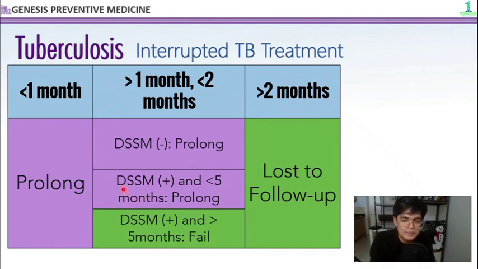But if the patient has positive DSSM but has not been treated yet for the duration of 5 months out of the 6-month entire regimen, you just prolong to compensate again. Okay? But if the DSSM is positive and they are already 5 months into the treatment, that is failure of treatment already. And if the patient has been gone for more than 2 months, that is already classified as lost to follow-up.